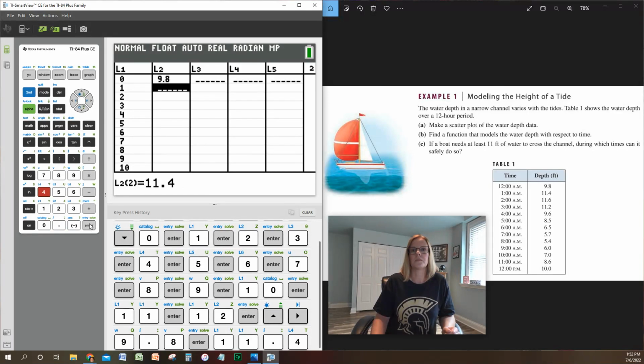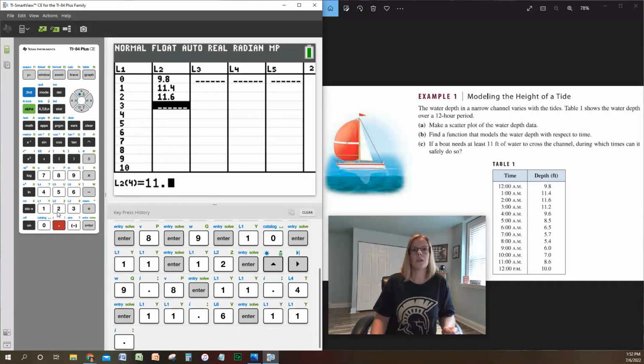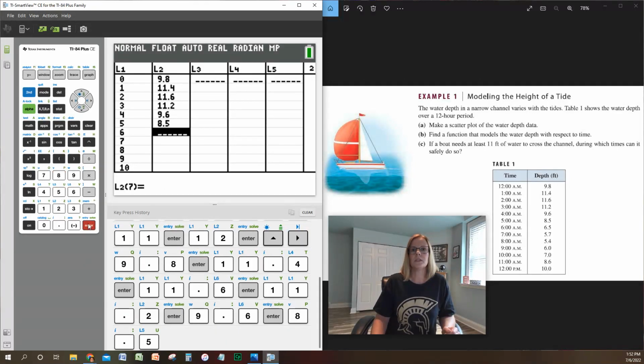11.4. So you can just read them right off the table. Just make sure that you're entering the correct ones. Don't go so fast or don't skip over any. Don't put any in twice. So this takes a little bit of time, but this is the most time that it's going to take us, is entering this information into our table.